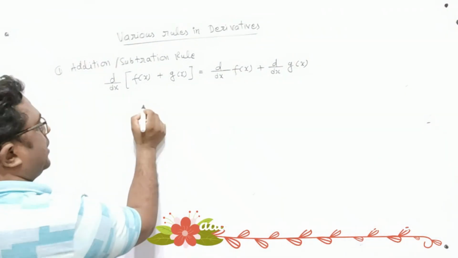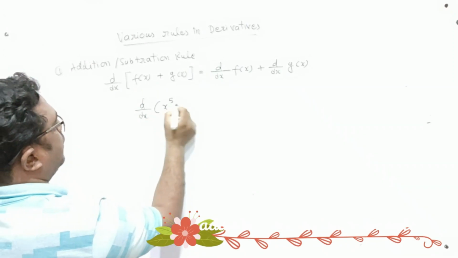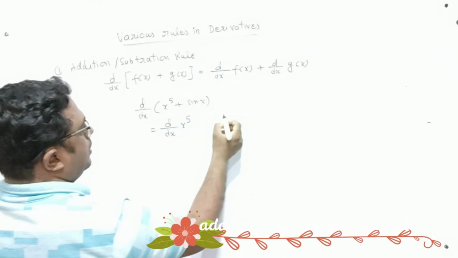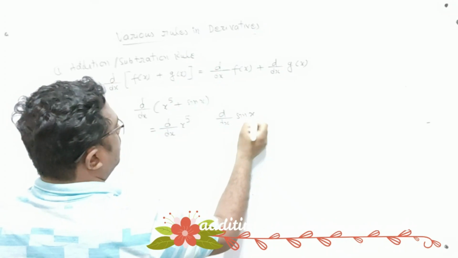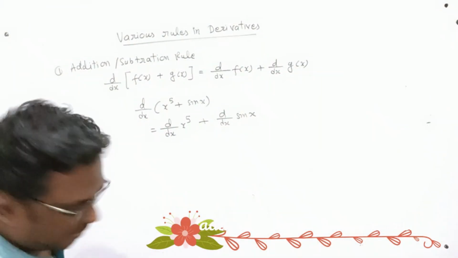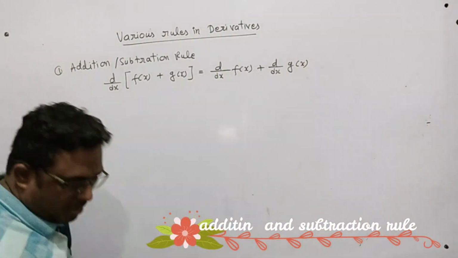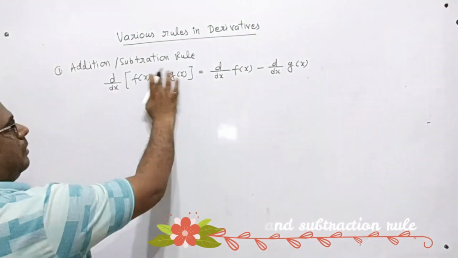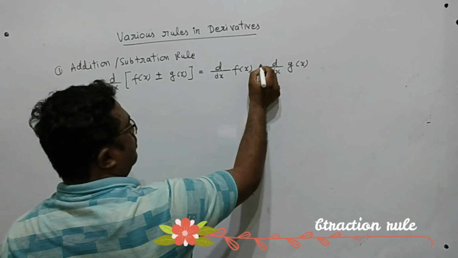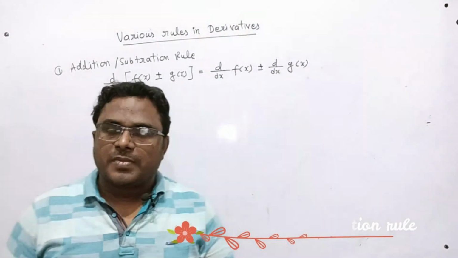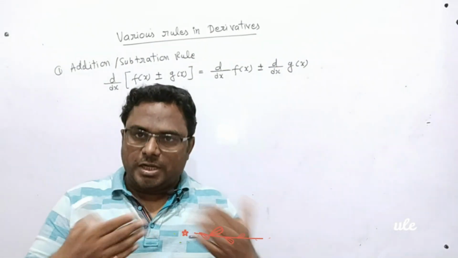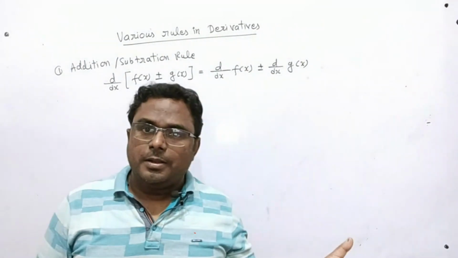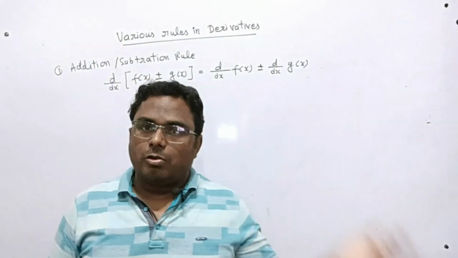For example, if I give you the derivative of x^5 plus sin x, then in the next step you will do the derivative of x^5 separately, and you will do the derivative of sin x separately, and you will have a plus sign between them. This is called the addition rule. And what about the subtraction rule? In the subtraction rule, if you have a minus sign here, then the minus sign will also come here. If I combine both, then it is plus minus. So this is a very simple rule. If two functions are in subtraction or addition and we have to do their derivative, then we do their derivatives separately and use the plus or minus sign between them accordingly.